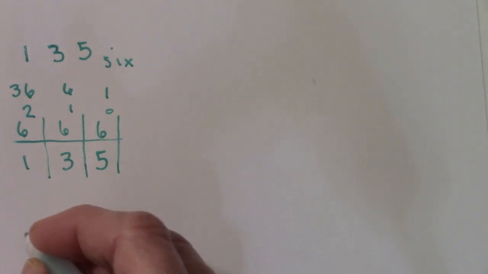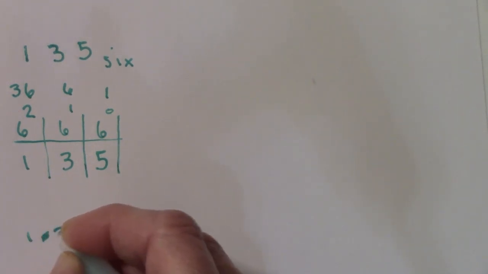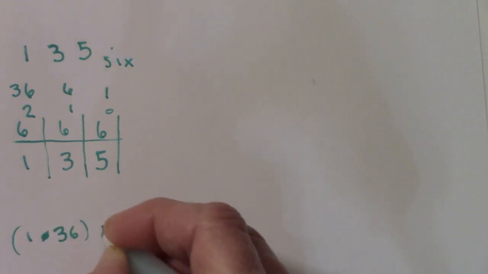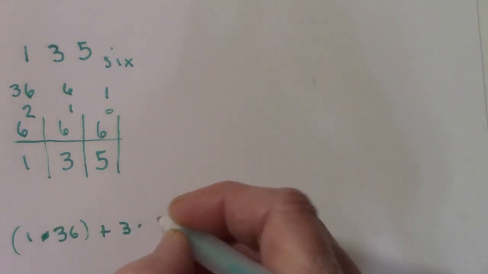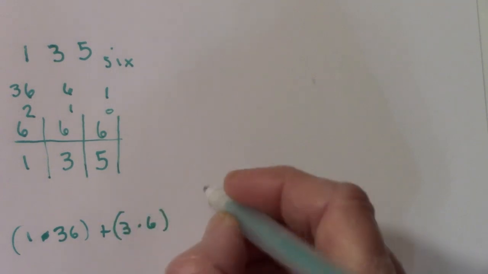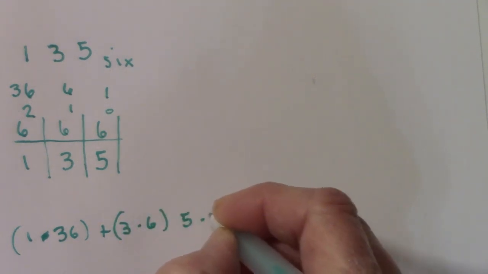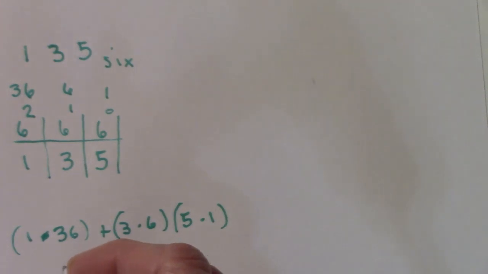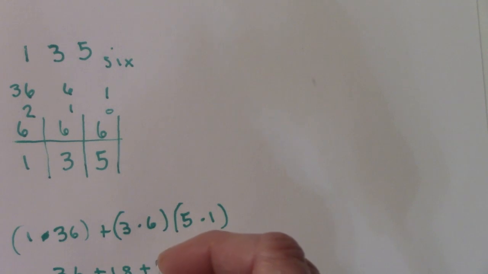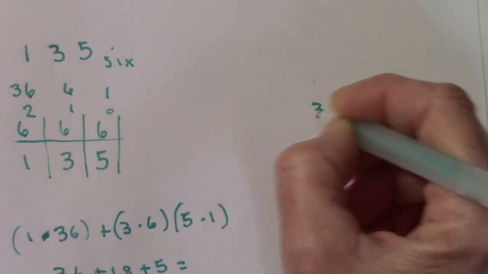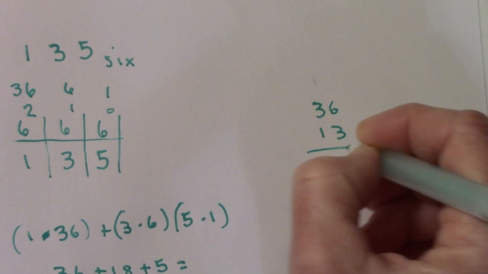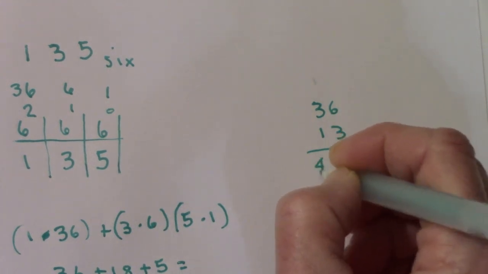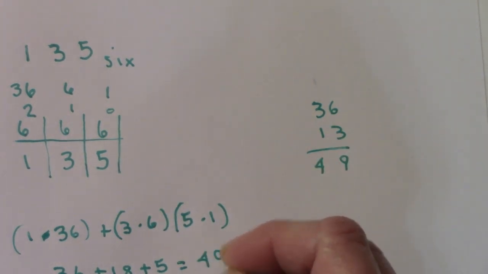Okay, so here I have 1 times 36 plus 3 times 6 plus 5 times 1. So this gives me the number 36 plus 18 plus 5. So I'm going to add that together. I'm going to have 36 plus 13, that gives me 49. So this gives me the number 49 in base 10.